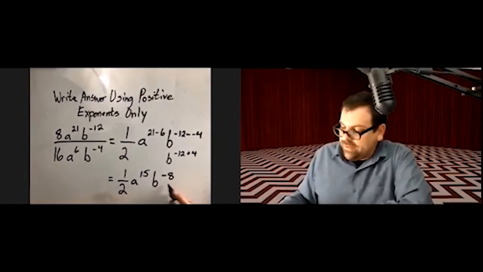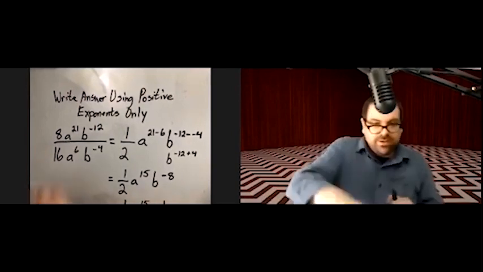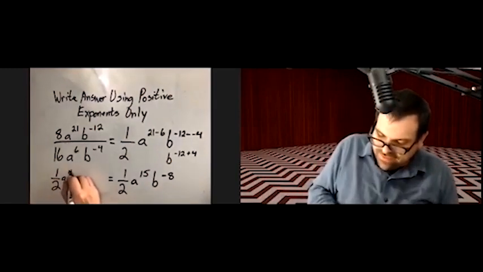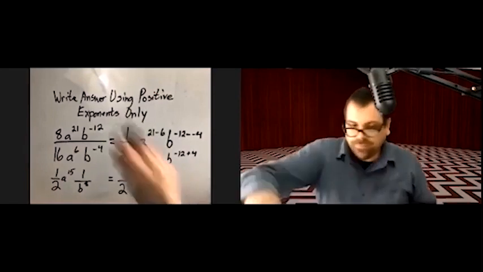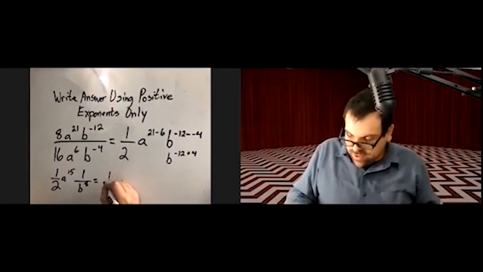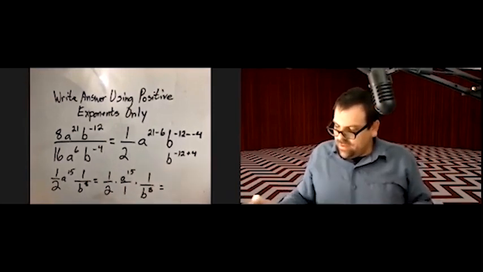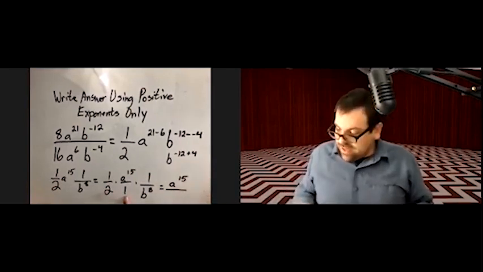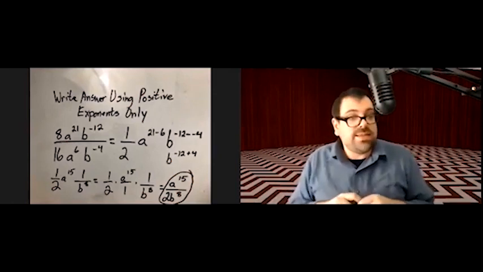So that means we can't have a b to the negative 8th. This is going to be 1/2 a to the 15th times 1 over b to the 8th. And if we wanted to write this as a single fraction, 1/2 times a to the 15 over 1 times 1 over b to the 8th. Multiply across the top. 1 times 1 is 1 times a to the 15th is just a to the 15th. 2 times 1 is 2 times b to the 8th, 2b to the 8th. A to the 15th over 2b to the 8th would be the final answer.